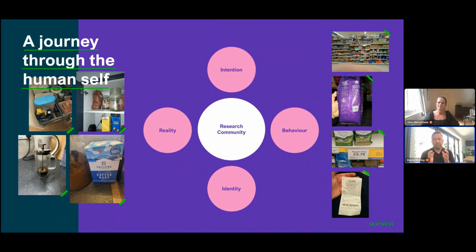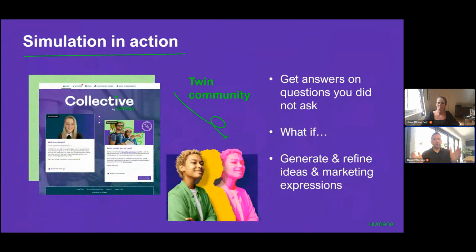So from that, we were able to collect a very rich data set. We did install missions, diaries, discussions, and recorded all sorts of different attitudes and behaviours to different ideas, particularly around new designs and packs and new products. And once we'd collected that information, we created the twin community, which were, as mentioned, copies of all the members who'd taken part in that initial stage.